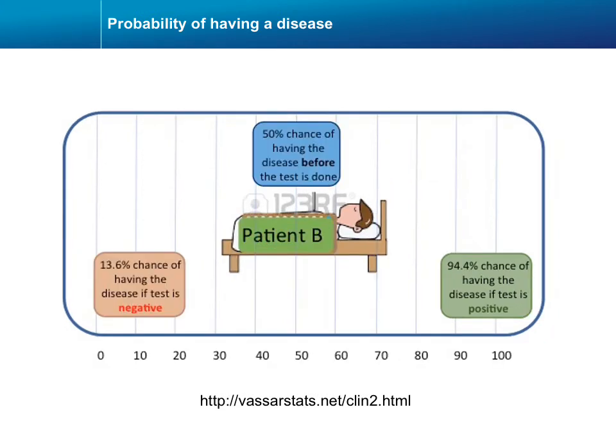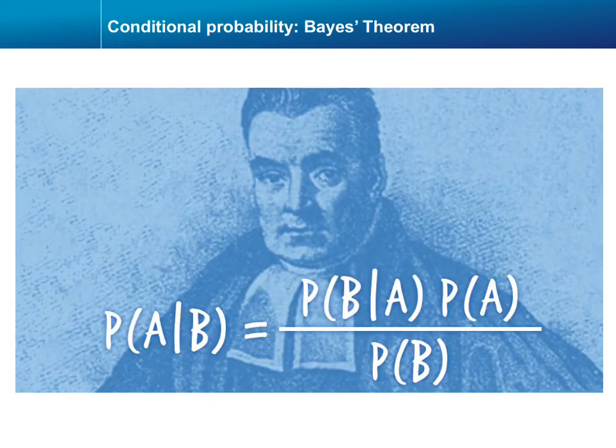But if we were sitting on the fence to start with, 50-50, you can see how the test result has really been helpful. If it's negative, he's unlikely to have the disease. If it's positive, he's likely to have the disease. And this is Bayes' theorem, Bayesian reasoning. Thomas Bayes, English clergyman in the 1700s. His mathematical formulae are used in economics as well as in medicine. And this is what doctors do all the time.